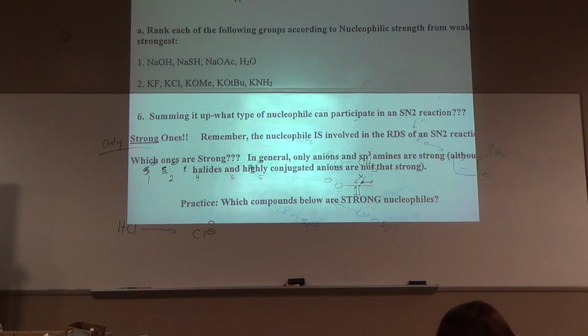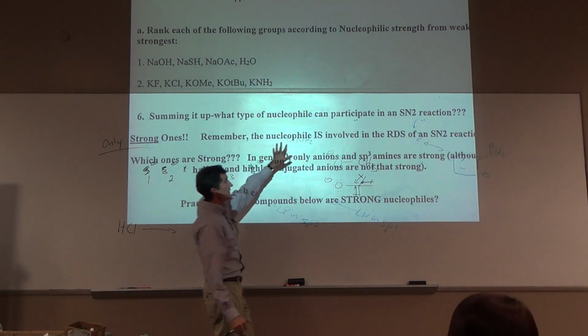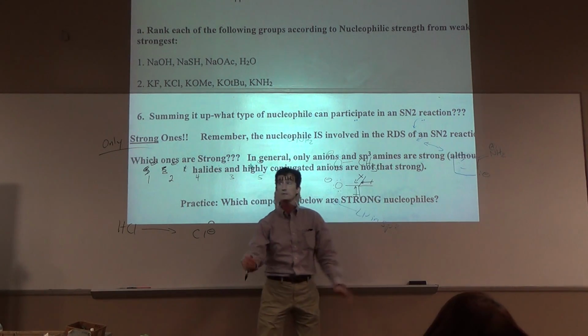Now, this is sort of being very general about it. In general, strong ones. There's a couple of exceptions. Yes, a weak one you might can do SN2, but it's probably going to take you very high heating, long reaction time. Typically, you want a strong nucleophile for SN2. Why? Well, keep in mind, the nucleophile is involved in the rate determining step of an SN2.